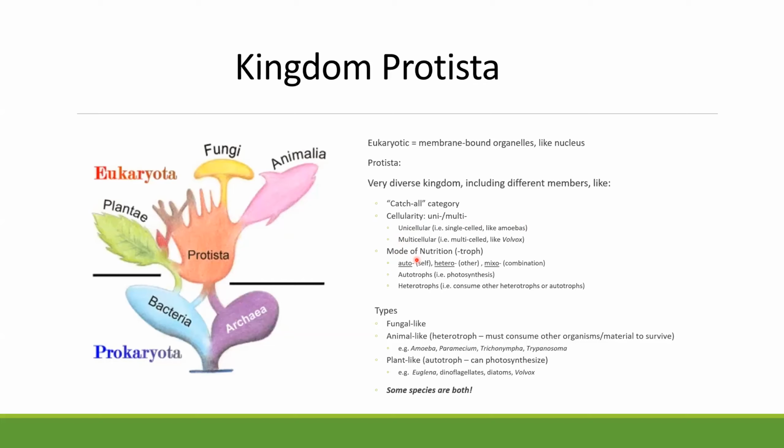As we go through these organisms from the kingdom Protista, I want you to think, one, is it a unicellular or multicellular organism? Two, what is the mode of nutrition? Is it an autotroph, so does it survive through photosynthesis? Or is it a heterotroph, does it consume other heterotrophs or autotrophs? Or is it both? Some species are both, meaning they could be both heterotroph and autotroph. And then once again, there are different types of protista: fungal-like, animal-like, and plant-like. Remember, these are just animal-like, they're not actual animals, and they're not part of the kingdom Animalia or the kingdom Plantae.